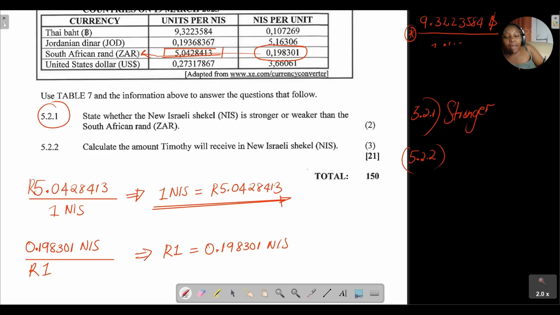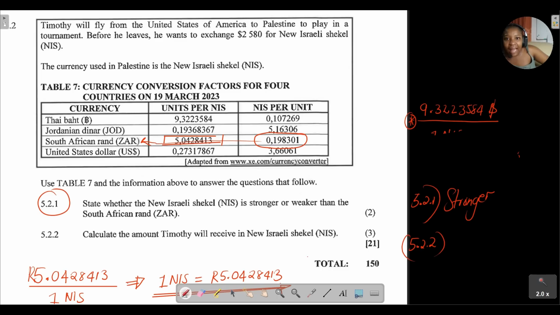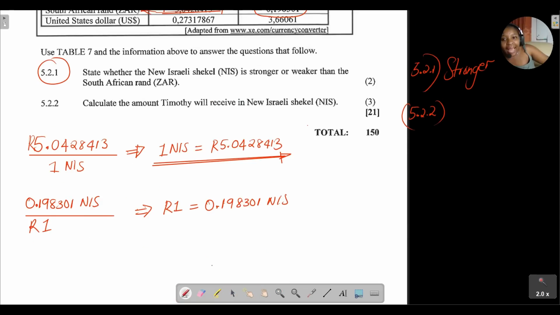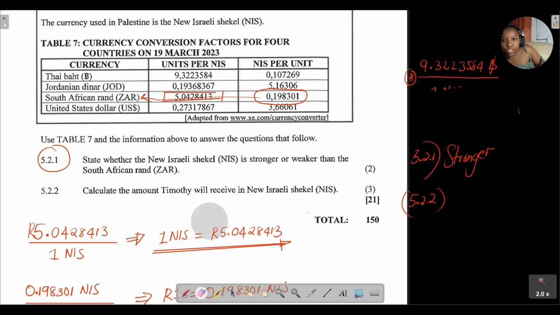Question 5.2.2. Calculate the amount Timothy will receive in new Israeli shekel, right? So all that we want to do in this case is convert these dollars into NIS. So then here, we just need to go to the one that talks about dollars and NIS. So we can see that it is this one, so we can basically make use of that.